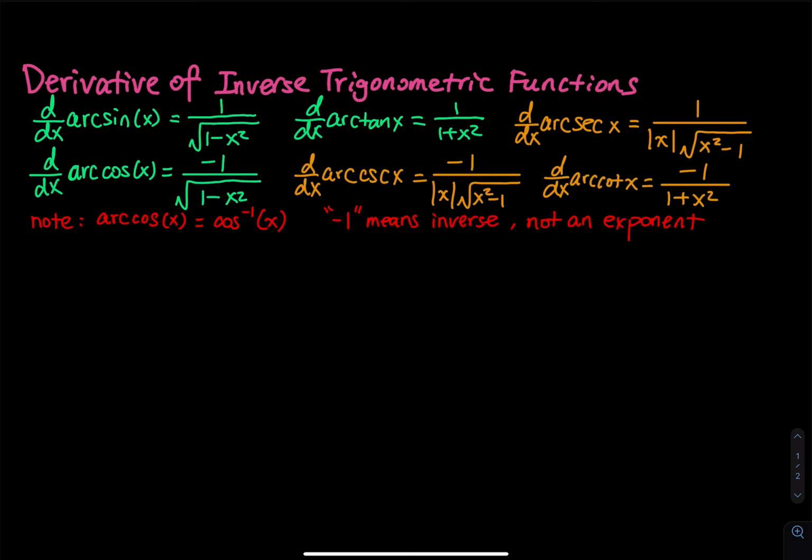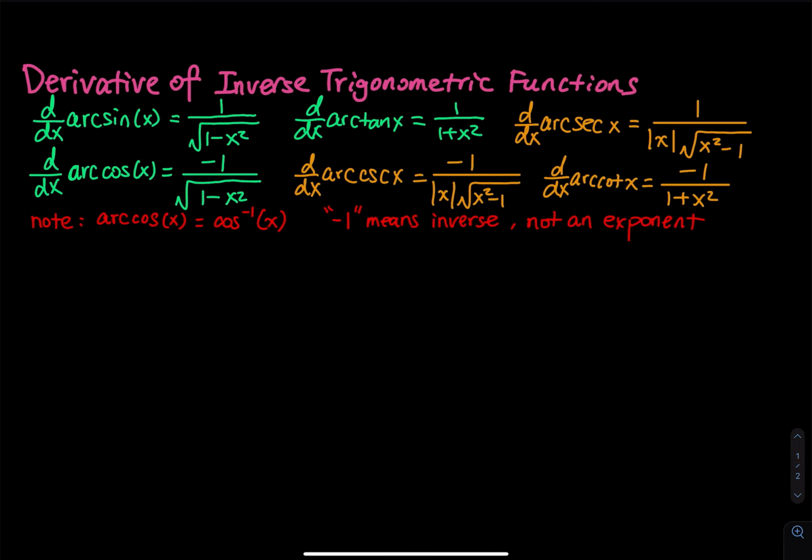For arc cosecant, you have -1 divided by the absolute value of x times the square root of x squared minus 1. And then for the arc secant, you change the -1 to a +1. And then for arc cotangent, compared to arctangent, you change the +1 to a -1.